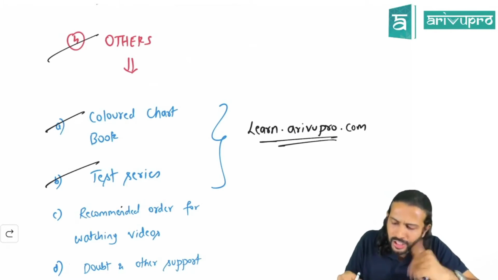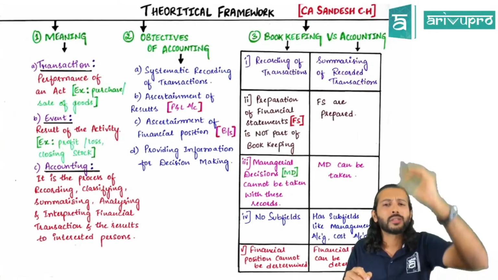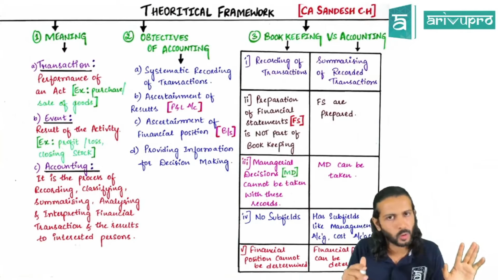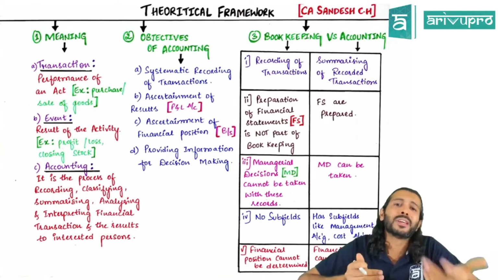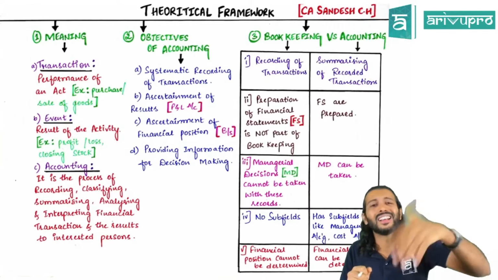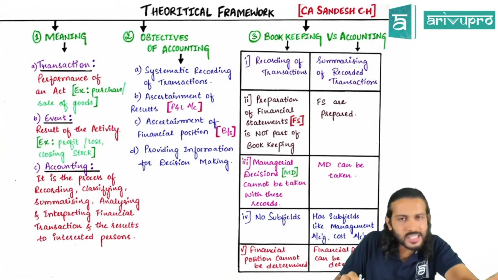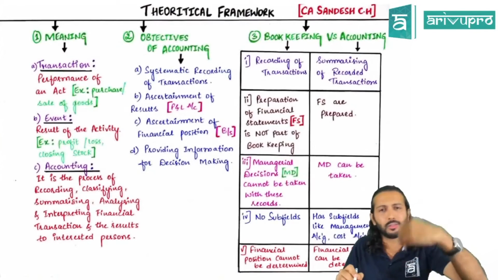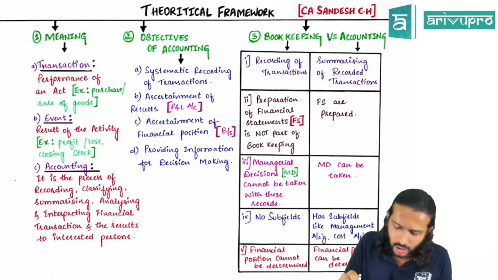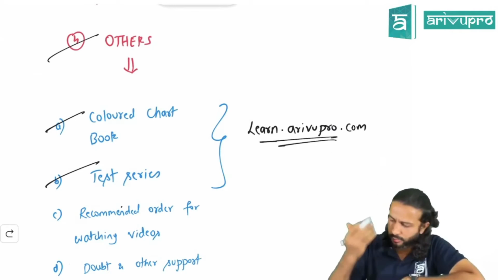So why a chart book? Simple. With the chart book, you'll be able to revise the whole syllabus of accounting within 2 to 3 hours maximum. So this is more for your last minute revision. On the last day, if you have 700 pages of material, it will be a little difficult to do everything. So I've summarized the contents into the chart books, which are in color format. That will help you revise faster. That is the intention of the chart book. As I said, you can go to learn.arivupro.com and avail that if you want.